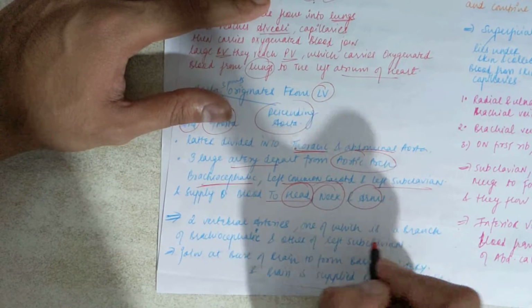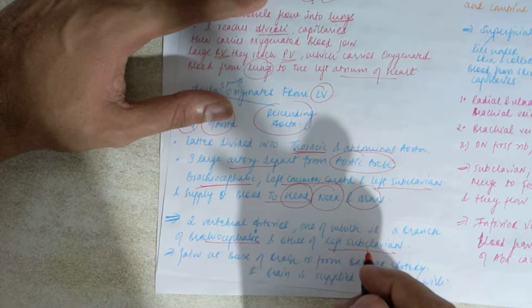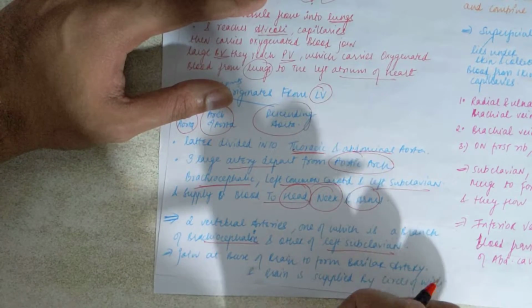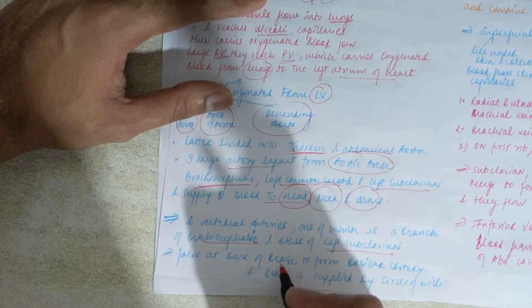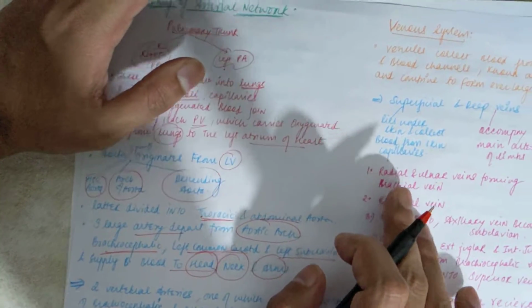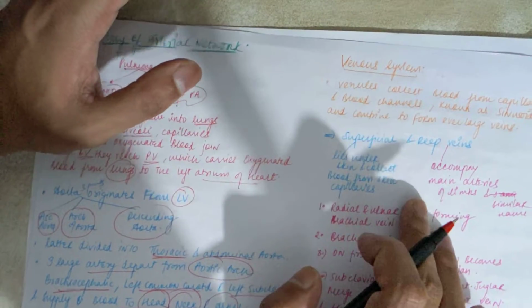Two vertebral arteries, one of which is a branch of the brachiocephalic, the other of the left subclavian. So we have vertebral arteries also, which originate one from the brachiocephalic and one from the subclavian. They join in the brain to form the basilar artery, and the brain is then supplied by the circle of Willis by the anterior cerebellar artery and internal carotid artery. Further, they have these arteries.